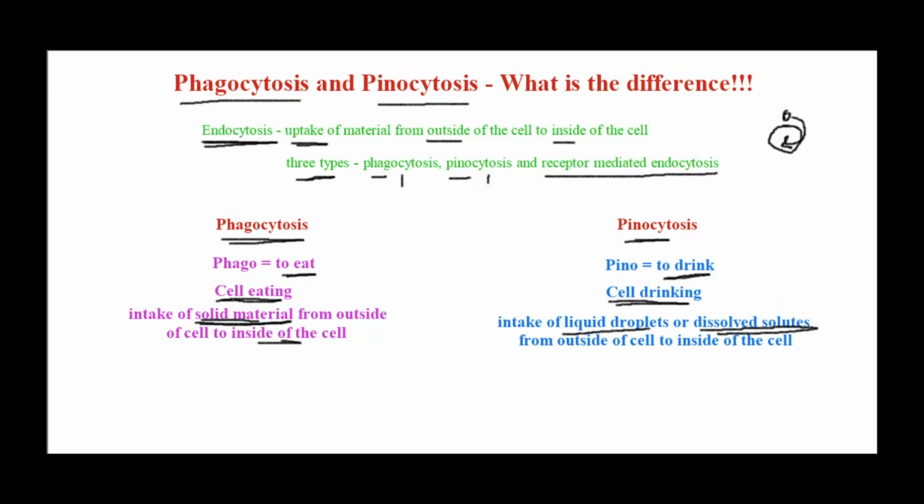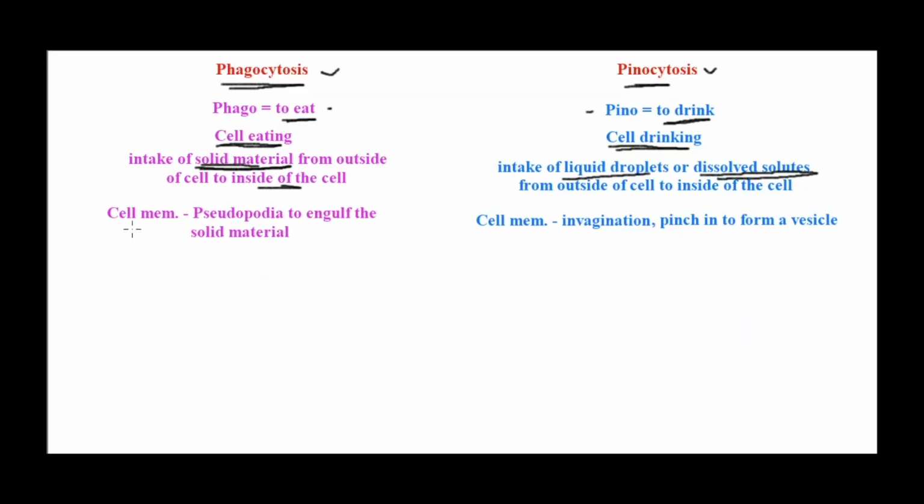Just remember it this way: like how we need to eat and drink, similarly a cell also needs to eat and drink, right? Take solid material and also take the dissolved solute. So the cell eats and drinks by the method of phagocytosis and pinocytosis. Okay, let's see the next difference. Now let's see how the cell takes the material in both cases.